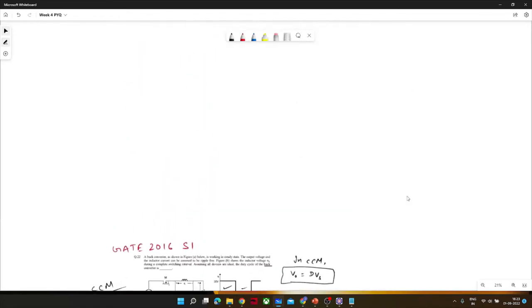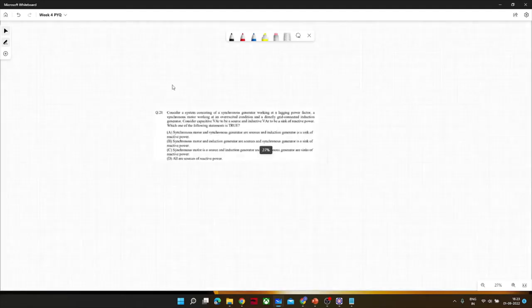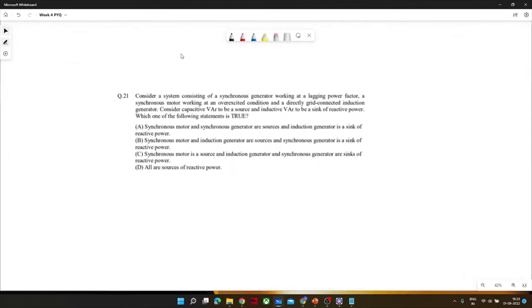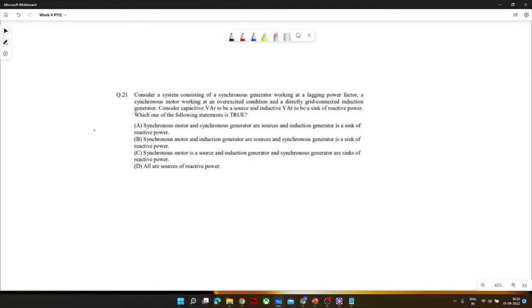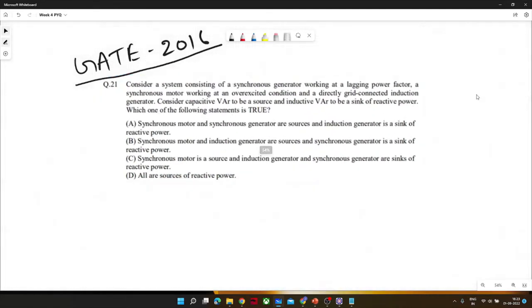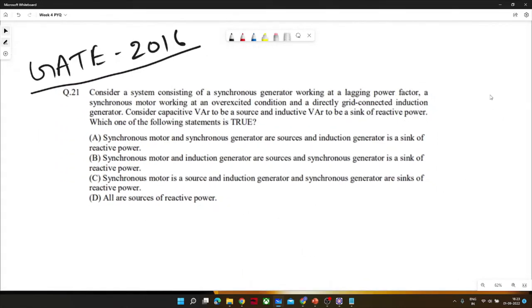One last problem based on this synchronous motor and generator. This problem appeared in GATE 16. If you are not able to see, just tell me in the comment section. So I hope you are able to see the problem. Although it was for 1 mark only.